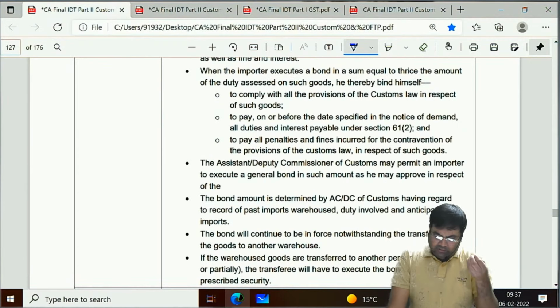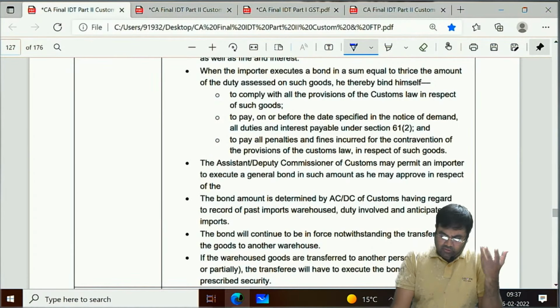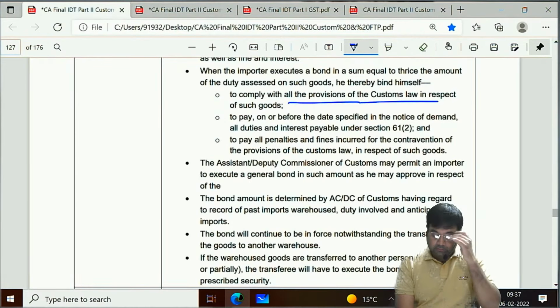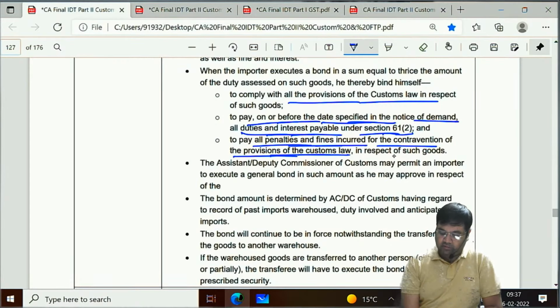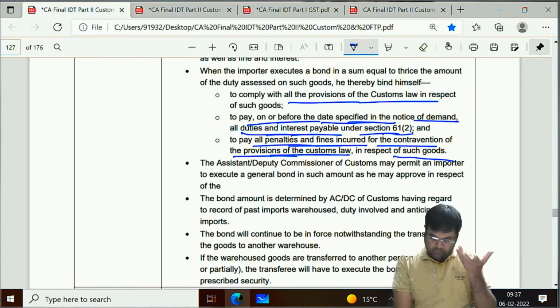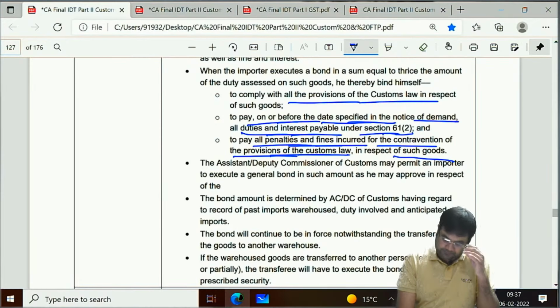So basically, importer, exporter, they are going to give the bond and they are going to say, okay, we are going to comply with all the provisions related to customs law, and to pay on or before the date specified in the notice of demand all the duties and interest payable under section 61 subsection 2, and to pay all penalty and fine incurred in the contravention of the provisions of customs law in respect of such goods.